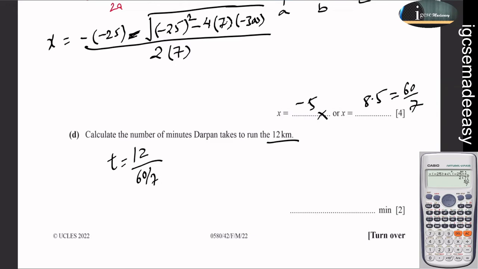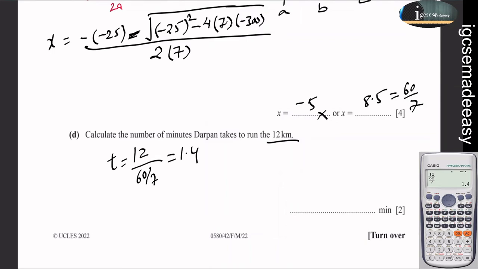So if I use my calculator, I should get 12 divided by 60 by 7, and this gives me the answer 1.4. So time is 1.4 hours.